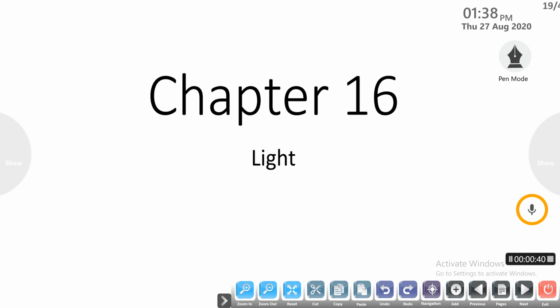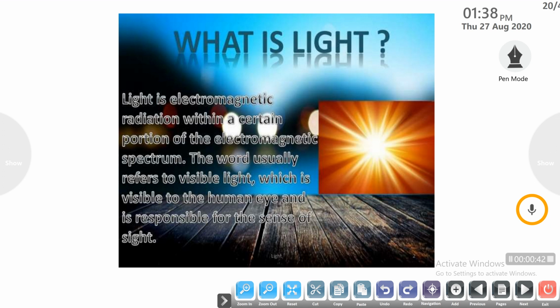So let us start with the definition of light. What is light? Light is basically electromagnetic radiation within a certain portion of the electromagnetic spectrum, for example, sunlight. The word usually refers to visible light, which is visible to the human eye and is responsible for the sense of sight. So we can say that sunlight is composed of electromagnetic radiation within a portion of the electromagnetic spectrum.